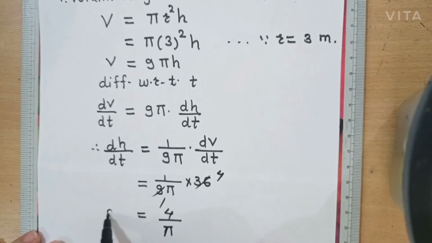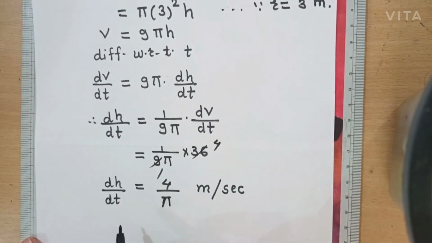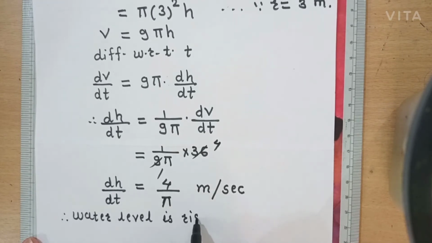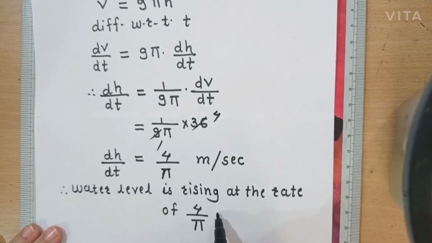Now write down the unit. First, height is in meter, and time must be in second. So write down the final statement. Therefore the water level is rising at the rate of 4 upon pi meter per second.